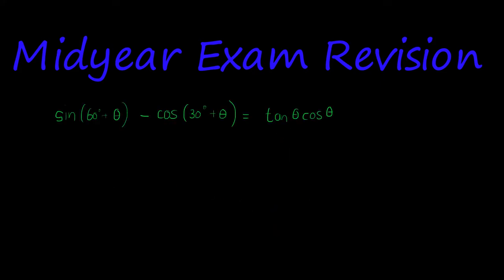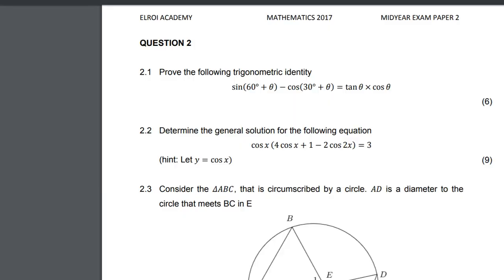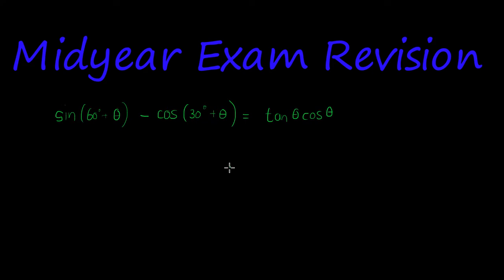Okay, so our first question, if we look at our question paper, 6 marks. All of these were quite large mark allocations. Prove the following trigonometric identity. And so there's the trigonometric identity. It was a simple, straightforward application of theory. The first one is just compound angles.